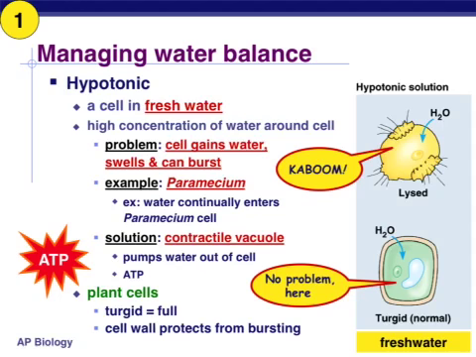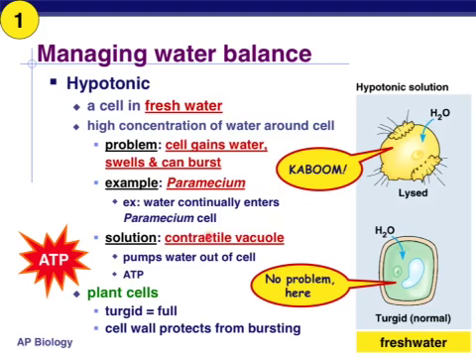So how do cells manage their water balance if there are all these different situations? So this is pretty much what I just talked about. Again, hypotonic solution, your cell is in fresh water. There is a lot of water around the cell. This means the cell is going to gain water, it's going to swell, and it can even burst. How do we solve this?